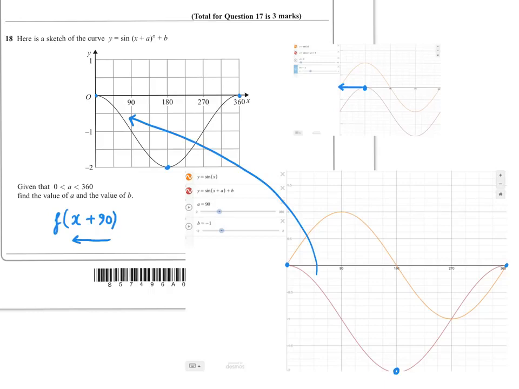Desmos is a very good graphing package, which is what I've used to show you here. I fully recommend putting in sine x, putting in the question, and then you can do these things called sliders. So you can change the values that you want, and then you can move them with your finger, or you can press play and pause, and they'll move automatically for you. So have a go at that, and I think that will help you with these questions. So let's finish off with the answers, and that is a is 90 and b is -1.